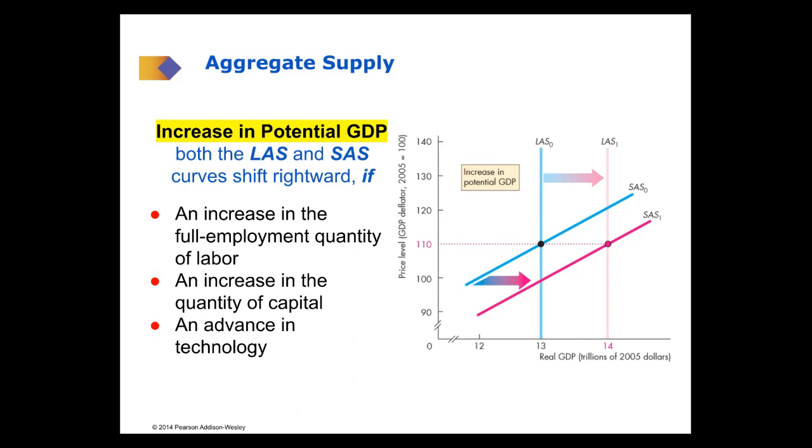And if that happens, both the long-run aggregate supply curve, the vertical curve, and the short-run aggregate supply curve, the upward sloping curve, both shift to the right. They would shift from this point to this point. And in this case, we have the same price level, but a higher potential GDP. The real GDP, that's the potential GDP, is a higher amount in this case. And these three factors are the factors that we know will allow us to have economic growth. So it makes sense that the potential GDP would increase when we have economic growth.